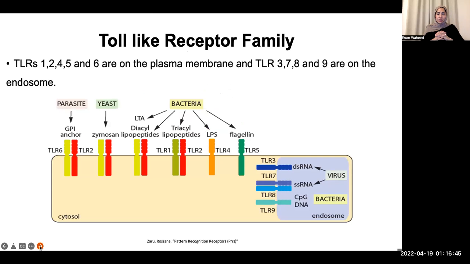Toll-like receptor family. Toll-like receptors 1, 2, 4, 5, and 6 are present on the plasma membrane, and they recognize bacterial lipopolysaccharides, peptidoglycan, gram-positive lipoteichoic acids, and the zymosan of yeast and parasites. Toll-like receptor 3 is present in the endosome and recognizes double-stranded RNA viruses. Toll-like receptors 7 and 8 are also present in the endosome and recognize single-stranded RNA viruses. Toll-like receptor 9 recognizes the CpG DNA of bacteria.